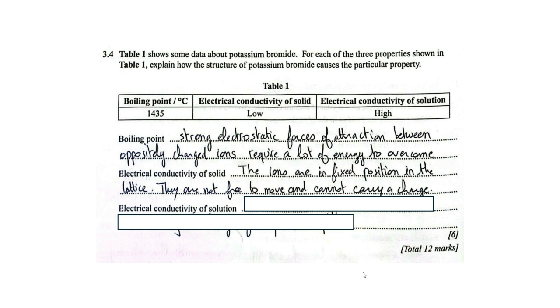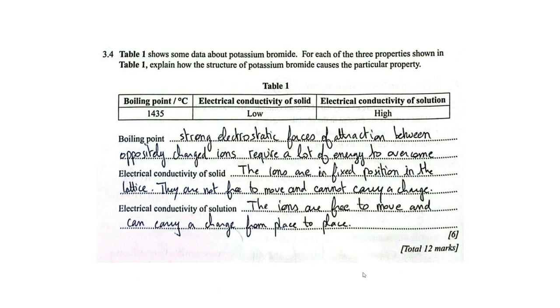Electrical conductivity of solution is high because in solution the ions are free to move and can carry a charge from place to place. Okay, and that is valid for all ionic compounds. Very high boiling point and melting point, low conductivity as a solid, very high conductivity in solution or molten.